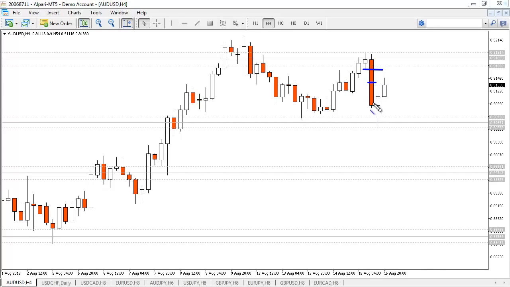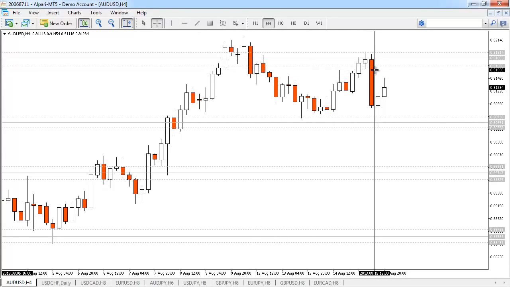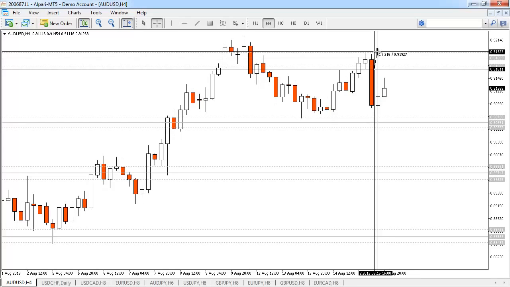And then the news release pushed it the rest of the way and took it down into the target area. So this ended up being quite a nice trade. It was helped along by news, but before the news, the price action was there, and the price action told us to go short here. This trade was worth roughly 90 pips. Stop loss on this trade was about 30 pips.